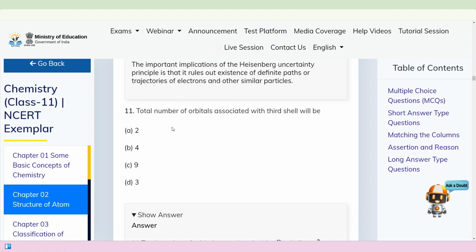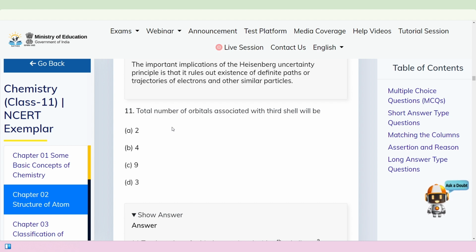Next question says: what is the total number of orbitals that are associated with the third shell? Okay, total number of orbitals. If you remember from 10th class, the formula for the total number of electrons is 2n square. That is a simple formula you should remember. So what will be the number of electrons in the third shell? 2 into 3 square, that will give you 18.